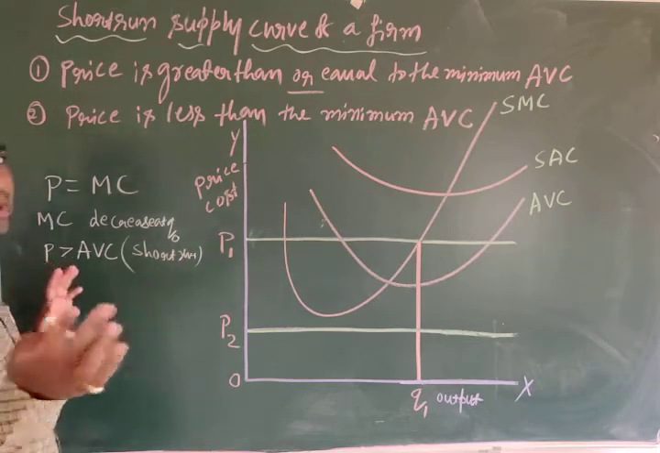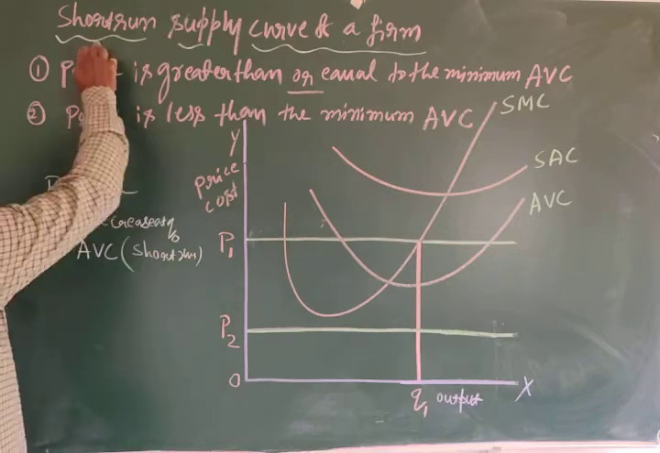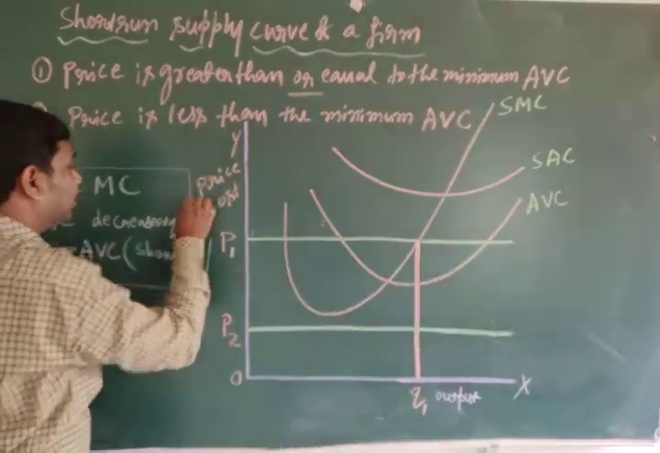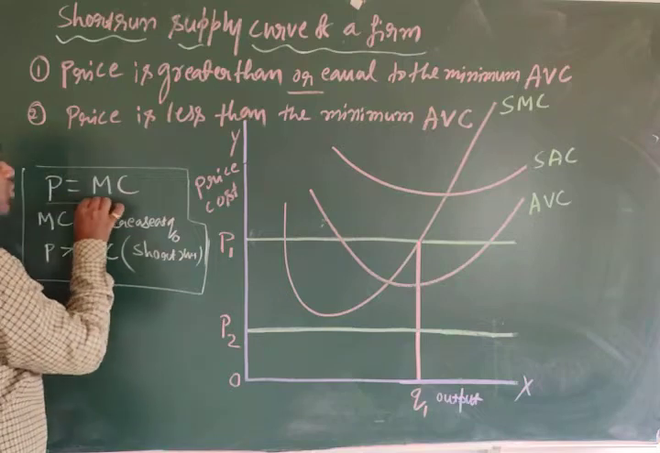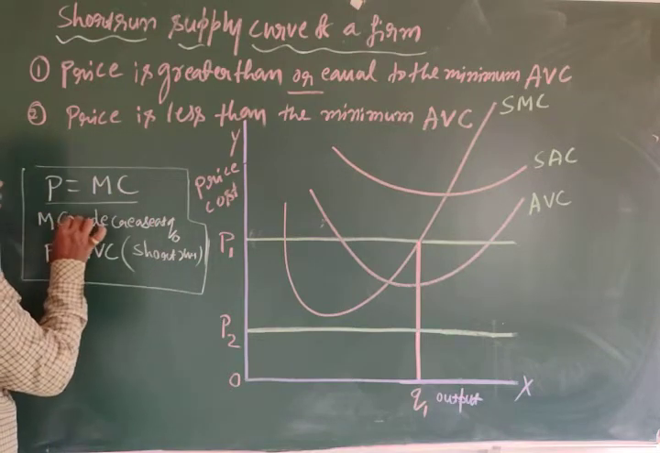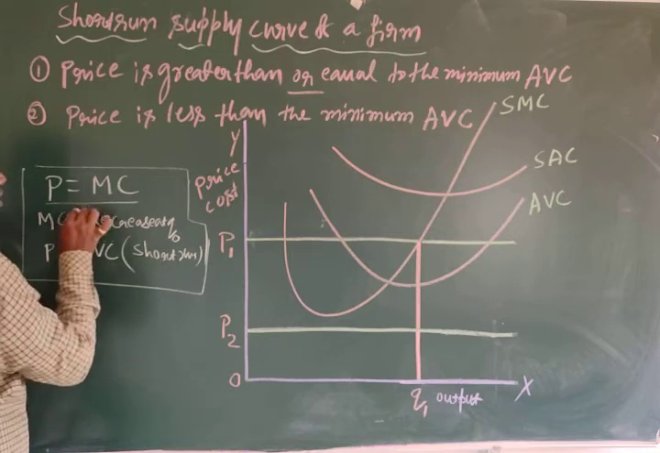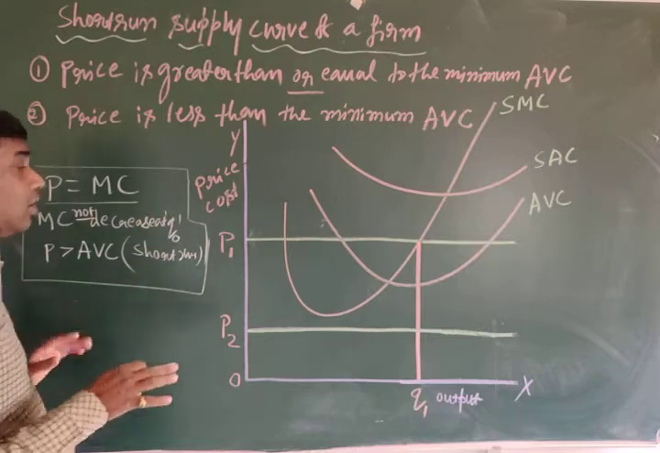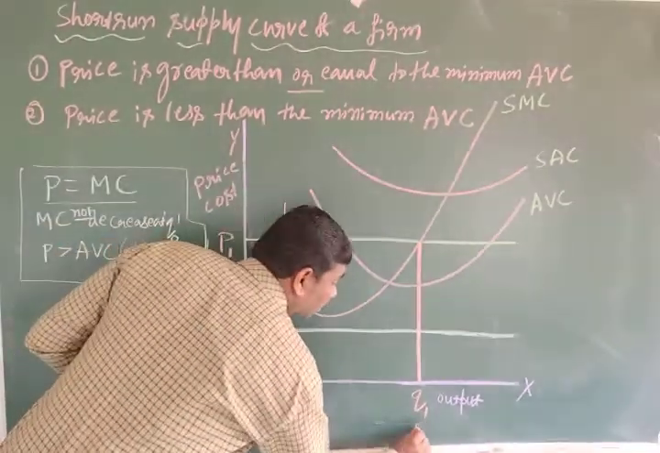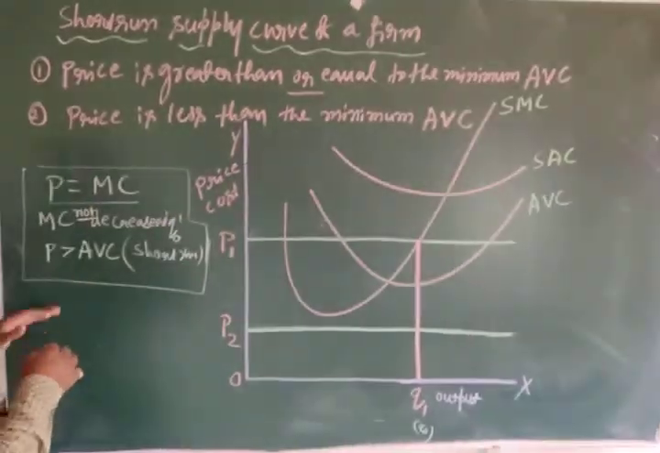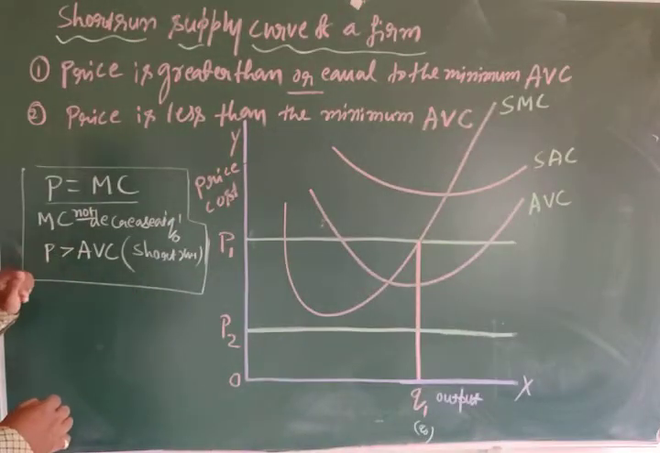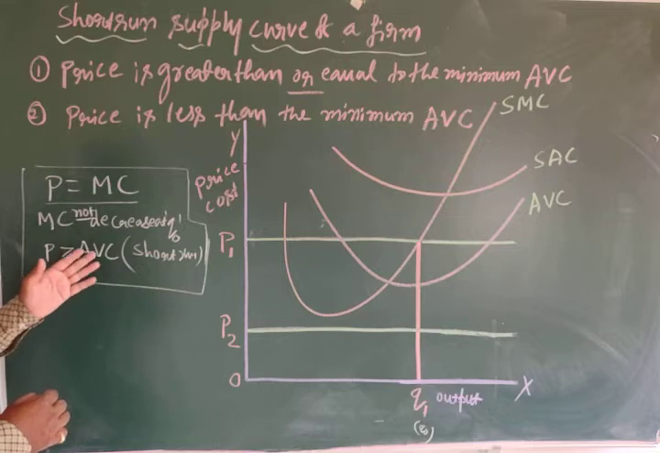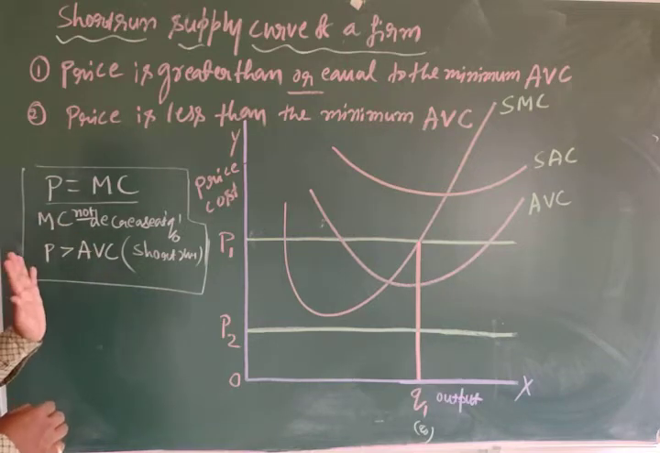Now, it is not necessary to discuss the long run; we have to discuss only the short run here. First is the short run supply curve of a firm. Again we have to fulfill these conditions. One is price should be equal to marginal cost. Marginal cost should not decrease at Q0. Here this is Q1 in the place of Q0. And price should be equal to or greater than AVC, average variable cost, in the short run.